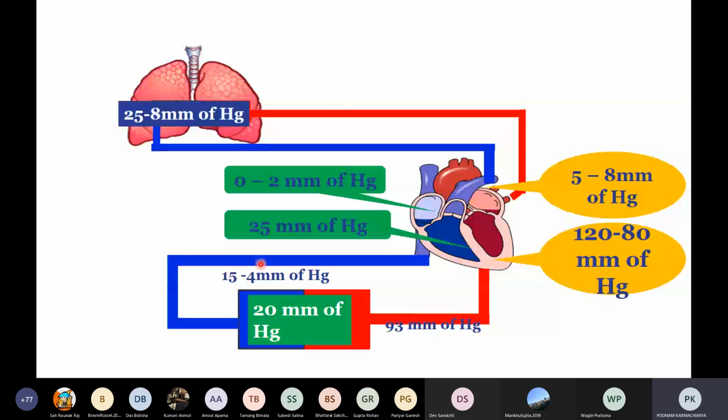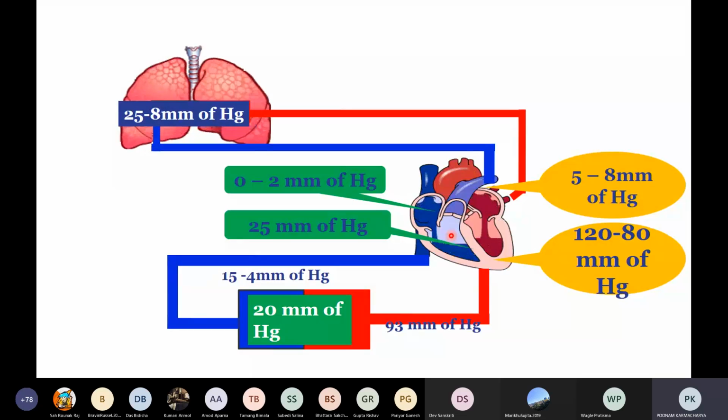Now, as this blood is going towards the right atrium through the superior vena cava and the inferior vena cava, you can see that the pressure in the right atrium is around 0 to 2 millimeter of mercury. That means now the blood can easily flow through the right atrium, and then the blood will continue to flow to the right ventricle. Now, when the right ventricle contracts, the pressure will rise. The maximum pressure that can rise is 25 millimeter of mercury.